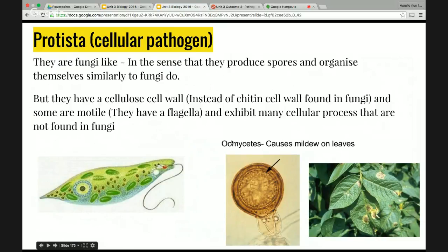One type is the oomycete, which causes mildew on leaves. So if you ever see that, it is probably caused by a protista. They like to infect plants, really. So they are pathogenic to plants.